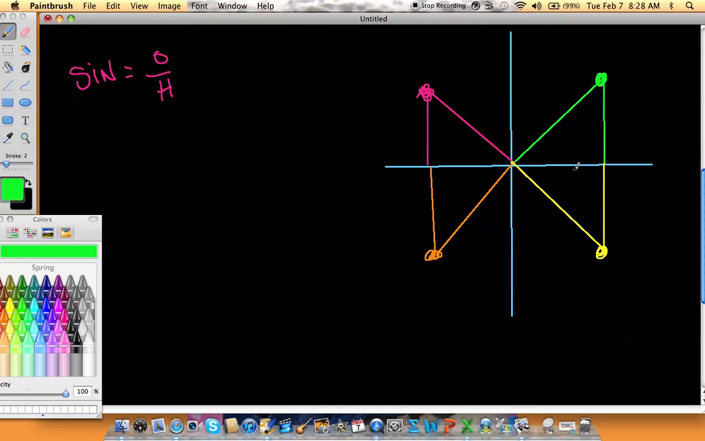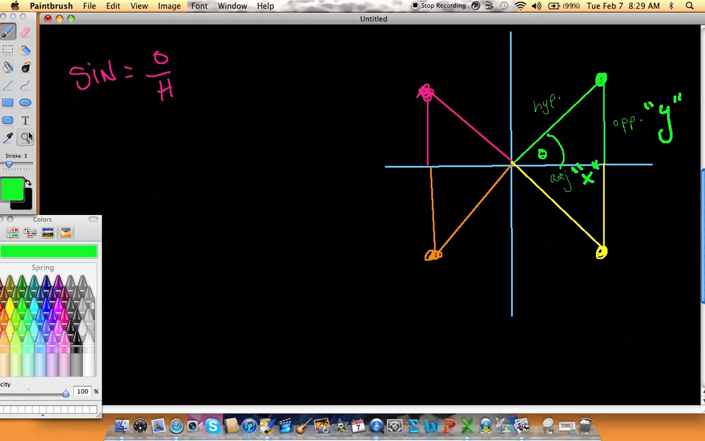So this side right here, if I'm looking at the green triangle and this is my theta, this is the opposite side, this is the hypotenuse, and this is the adjacent side. Now the adjacent side, notice, is the x value. The adjacent is always the x, and the opposite is always the y. It's always the height.